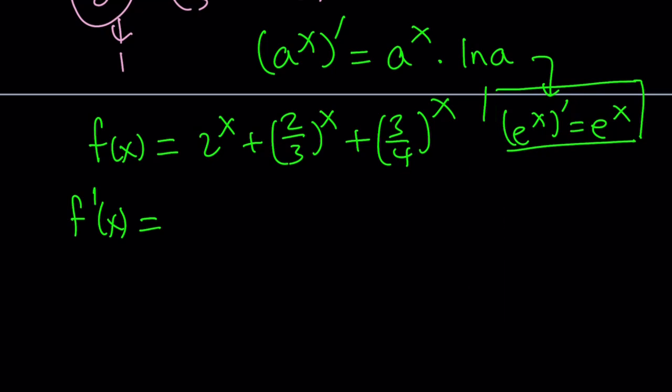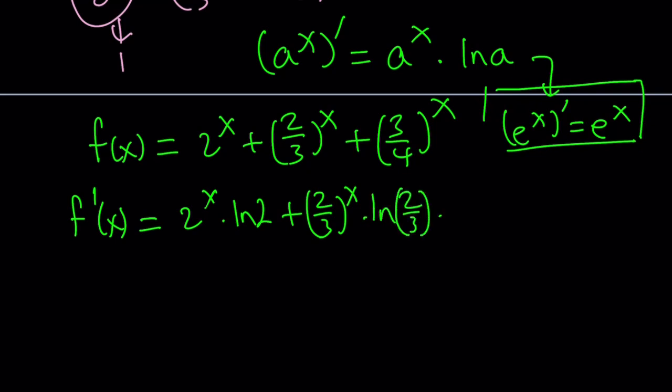So here's what we're going to do. 2 to the x multiplied by ln 2 plus 2/3 to the power x times ln 2/3 plus 3/4 to the x times ln 3/4. Great, easy, right? You just write the same thing and multiply by the ln of the base. Fairly simple. Okay, what am I going to do next?